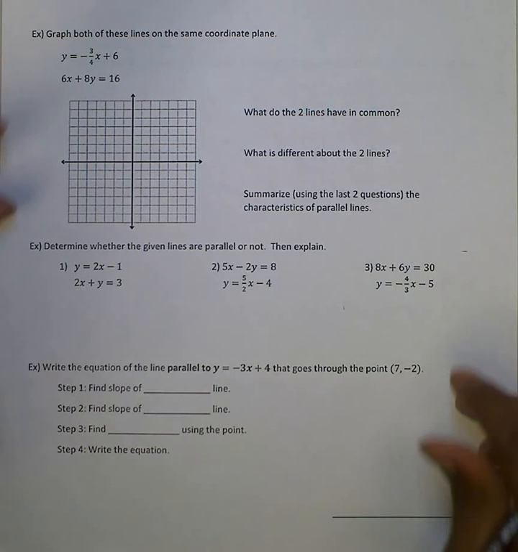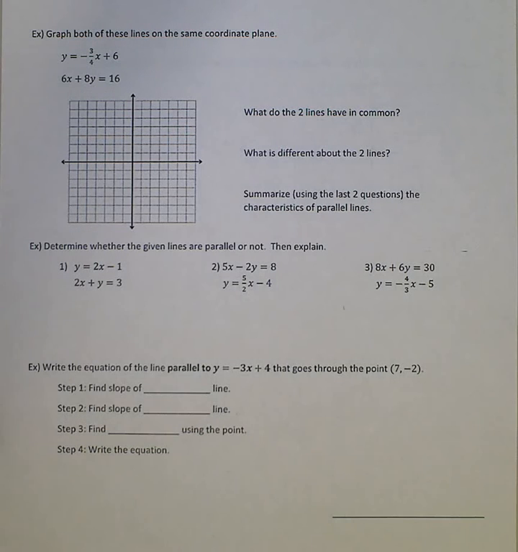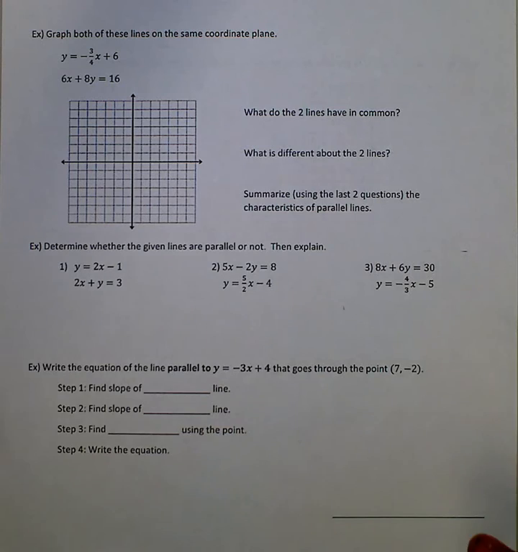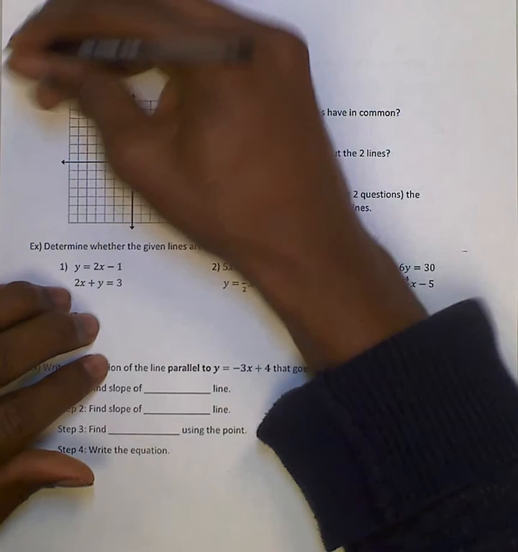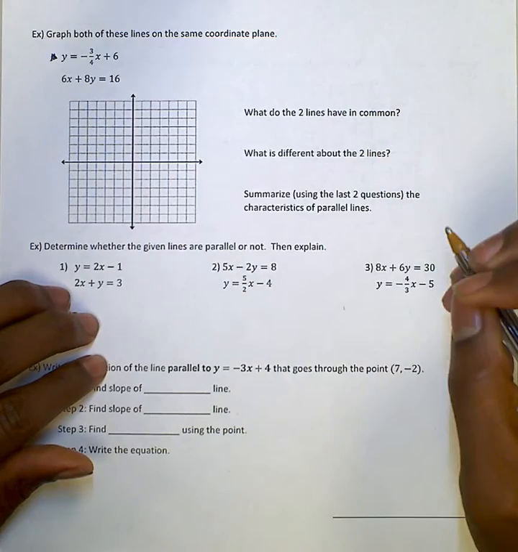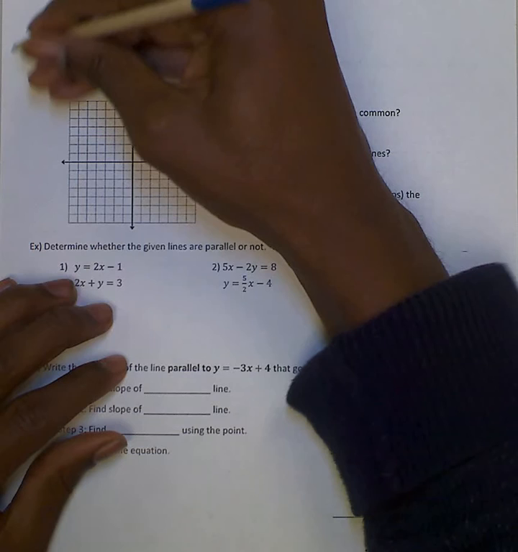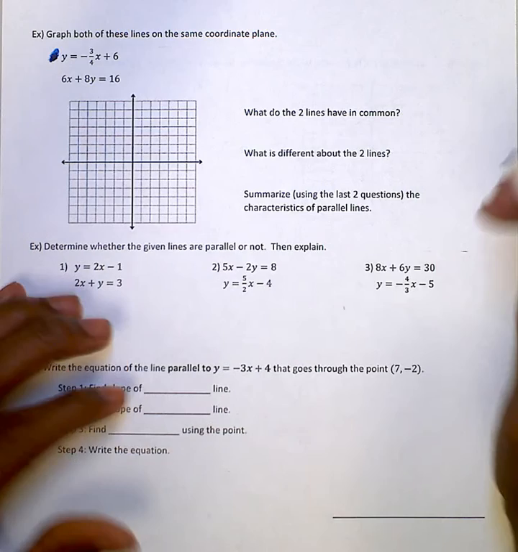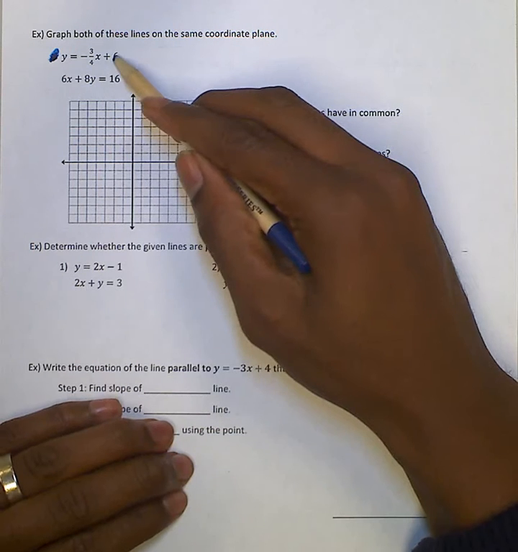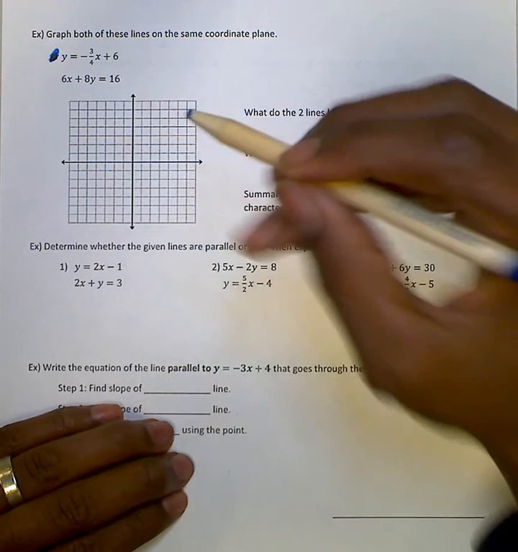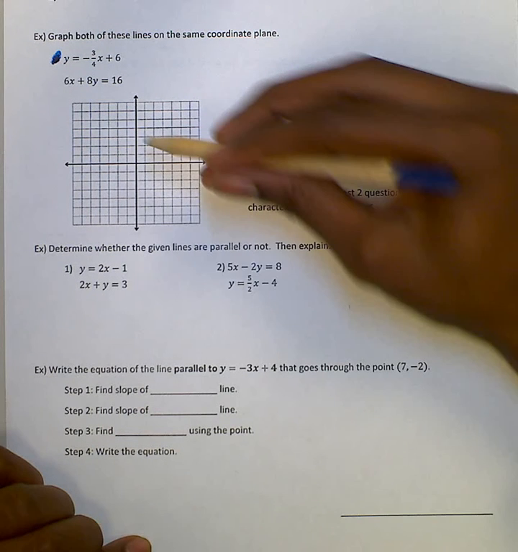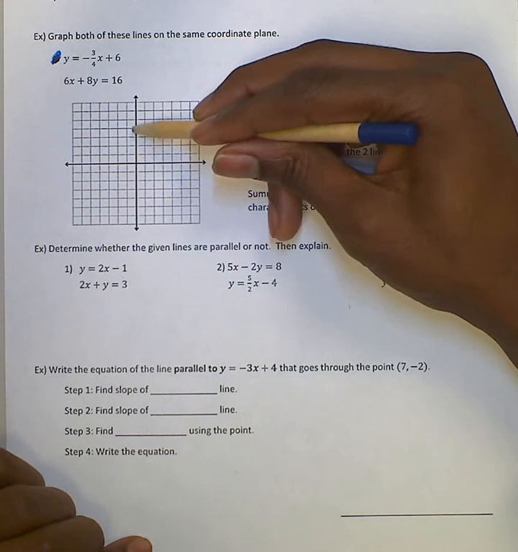So we have two lines. We have y equals negative 3/4 x plus 6, and we also have 6x plus 8y equals 16. So we're going to graph these lines. I'll do the first one in blue. Okay, so this is in slope-intercept form, so I can graph that right now. My y-intercept is 6, so I'll go up 1, 2, 3, 4, 5, 6.